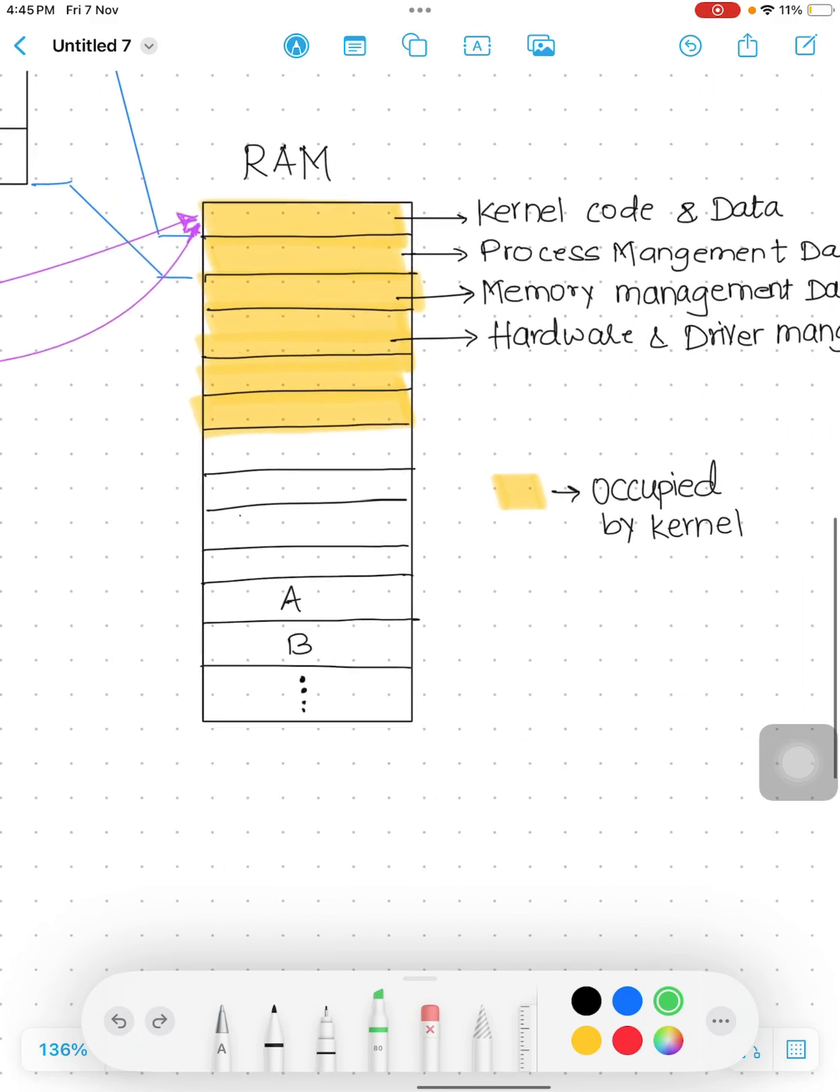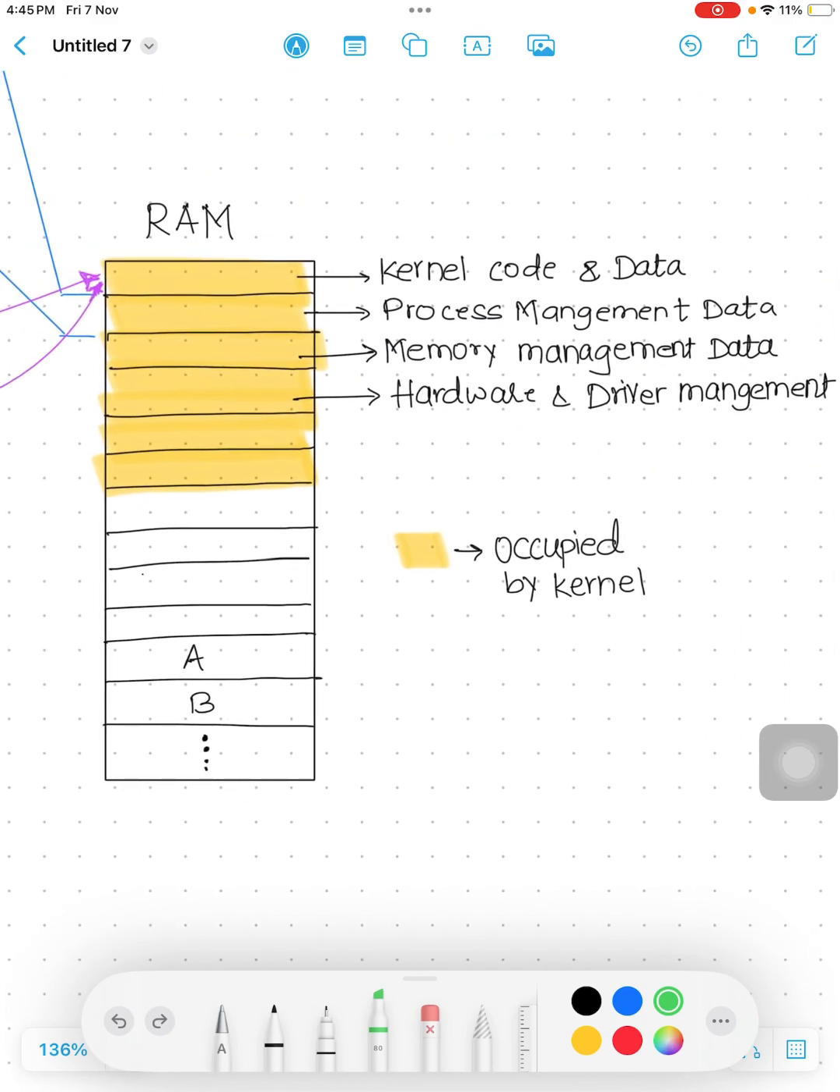Now, let's consider the RAM. This is the RAM. So it has various processes, process A, process B, and also it has this region occupied by kernel, which again is divided into various regions. First region stores the kernel code and data, the second region stores the process management related data, and so on. We are interested in this process management data.